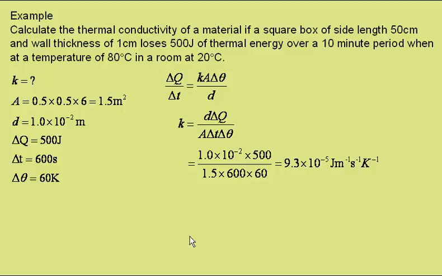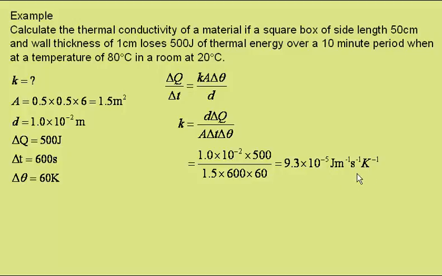So here it is. D, the thickness, was 1.0 times 10 to the minus 2 meters. Delta Q, the energy transferred, is 500 joules. A, the area of the box, was 1.5 square meters. Delta T, the time, of 600 seconds. And delta theta, the temperature difference, of 60 Kelvin, giving a K value of thermal conductivity of 9.3 times 10 to the minus 5 joules per meter per second per Kelvin.